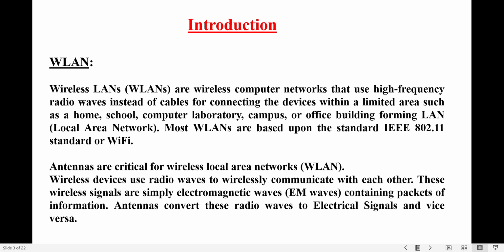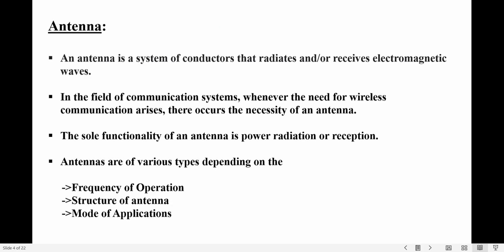Antennas are critical for wireless local area networks. Wireless devices use radio waves to communicate with each other. These wireless signals are simply electromagnetic waves containing packets of information to transfer. Antennas convert these radio waves to electrical signals and vice versa. So antennas are specialized transducers that convert electric current into electromagnetic waves.